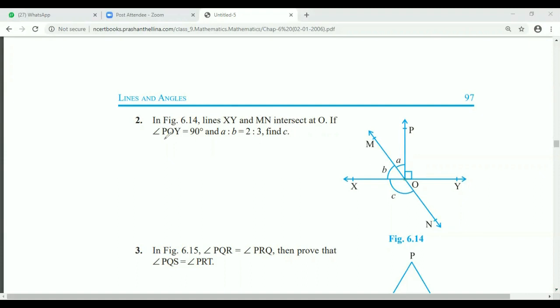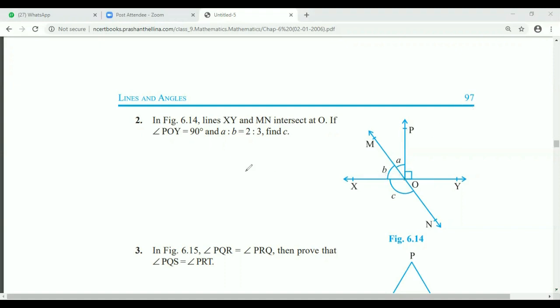Then one angle is given, angle POY, a right angle, and its measurement is given as 90 degrees. The measurement is marked here using the right angle symbol. Then A is to B is equal to 2 is to 3. Two angles are marked A and B, and the ratio between these two angles is given as 2 is to 3. We have to find the value of C. Here we have to think how to find this. There are different methods we can follow to find this answer.